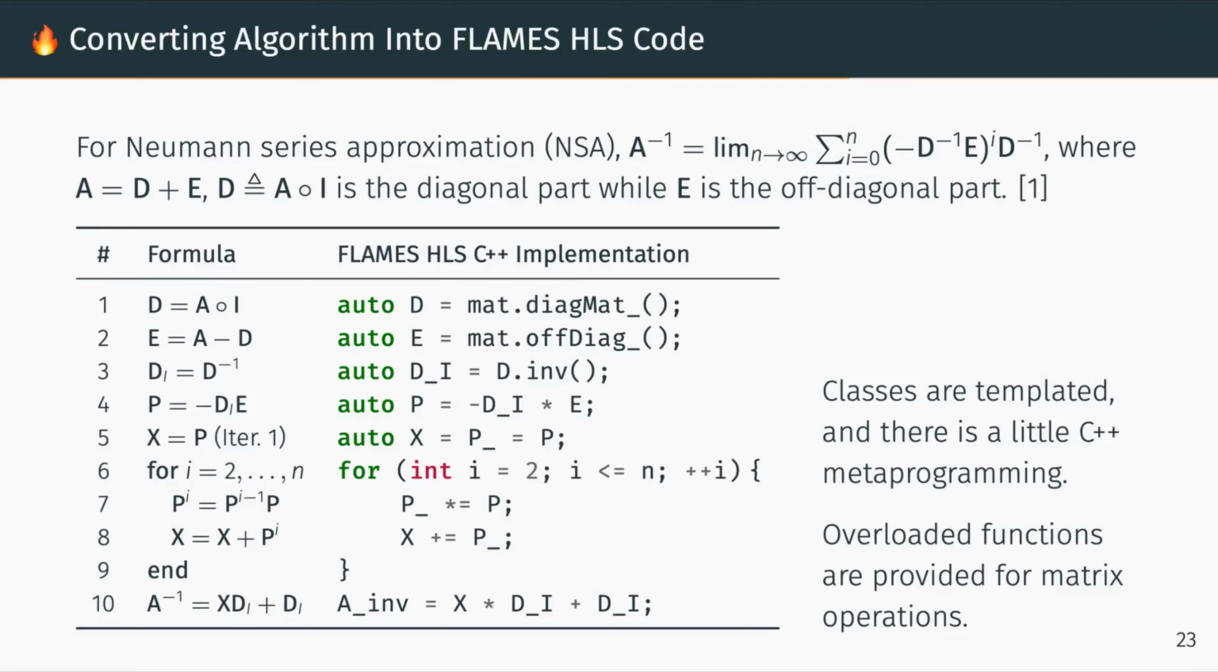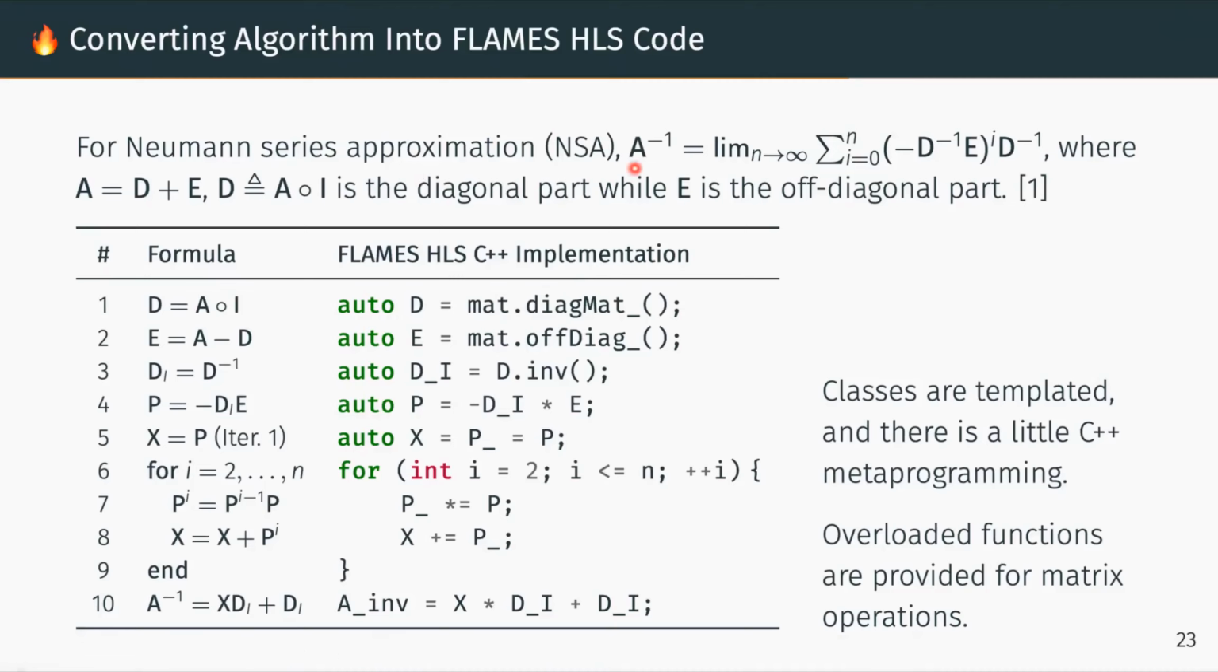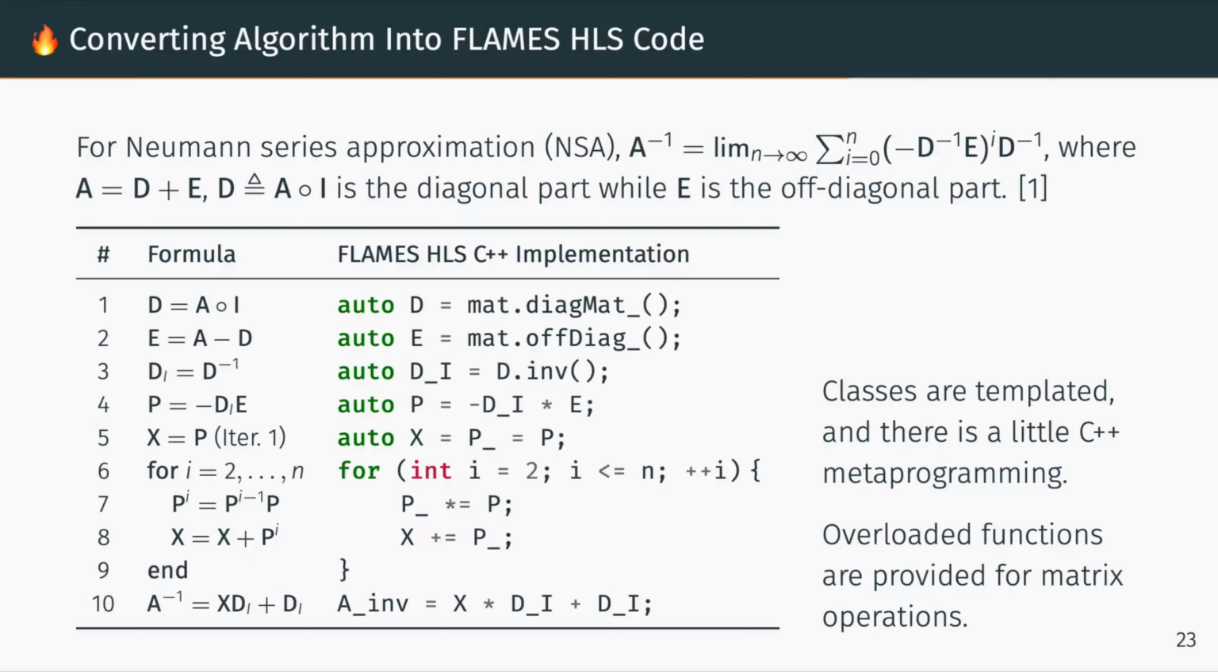For example, there is an algorithm called Neumann series approximation, used to do the matrix inversion. For certain kinds of conditions of the matrix, we can do the inversion this way. So this is some kind of algorithm, and we can write the formula in these steps.